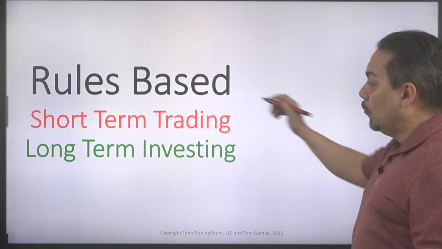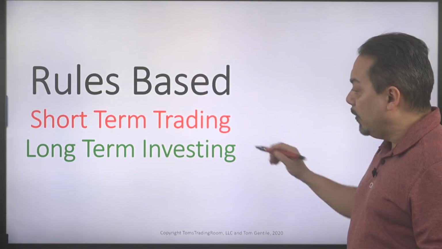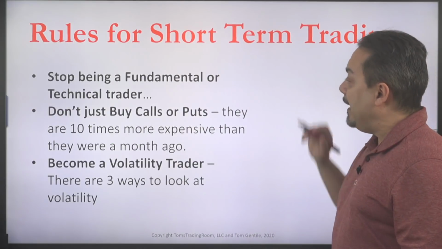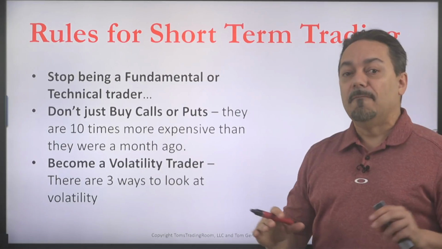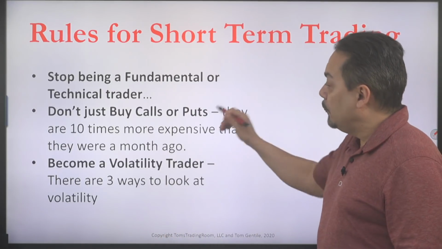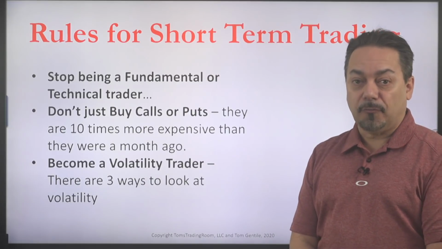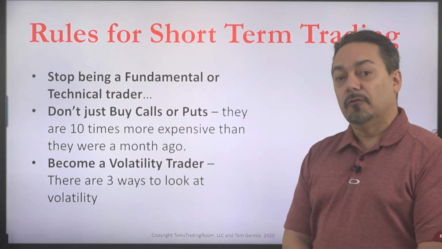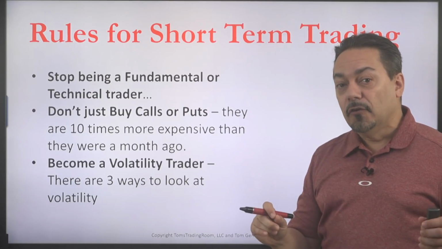All right, so rules-based trading, we can look at short-term, we can look at long-term investing. Let's look at short-term trading first. So stop being a fundamental or technical trader. When the VIX is as high as it is, you've got to throw all that out. All right? You don't just buy calls or puts. They're 10 times more expensive now than they were a month ago. What you want to do is become a volatility trader. There are 3 ways to do this.